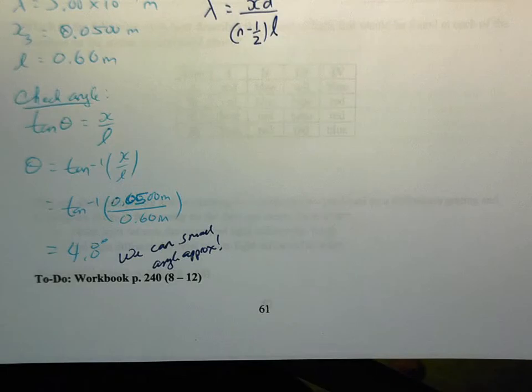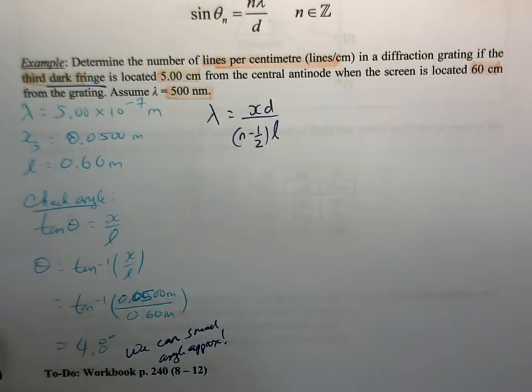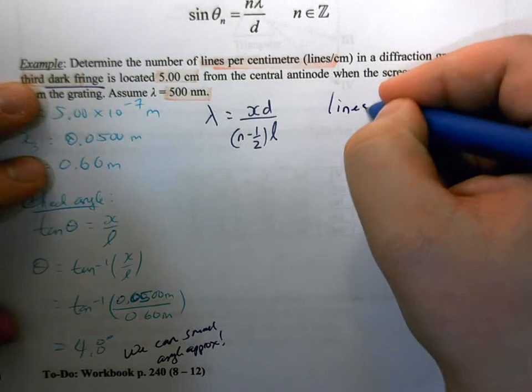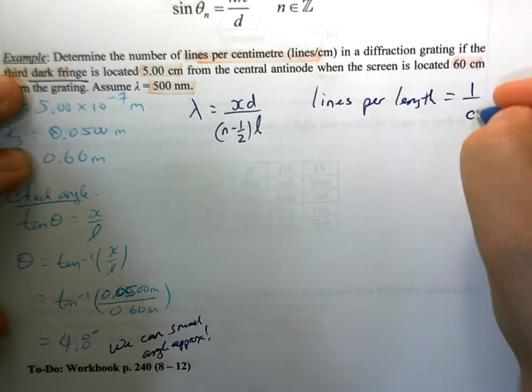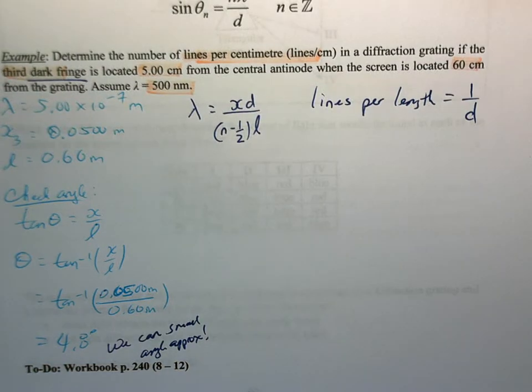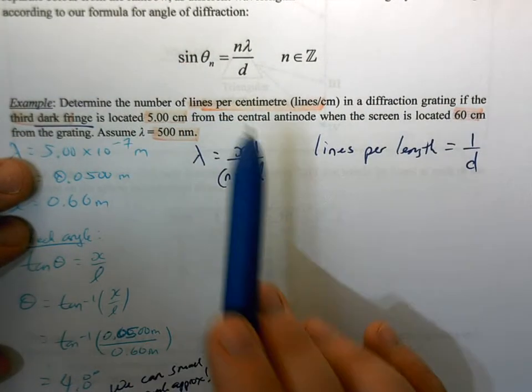Now, we're being asked to determine the number of lines per centimeter. We're not being asked to determine the spacing between the slits. If you want to know how many lines there are per unit length, what you're actually trying to find is the inverse of the spacing between the slits. So when we talk about lines per length, we're asking you to find 1 over the diffraction grating spacing, because if I do 1 divided by d, that is going to tell me how many lines we have per unit length.